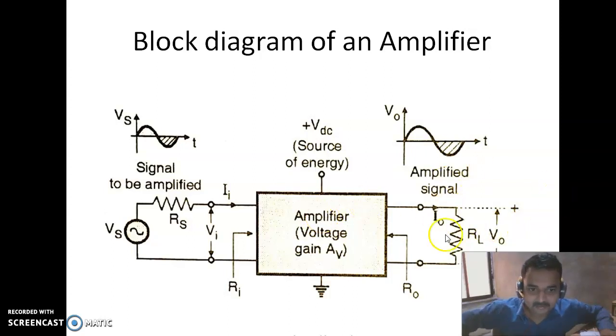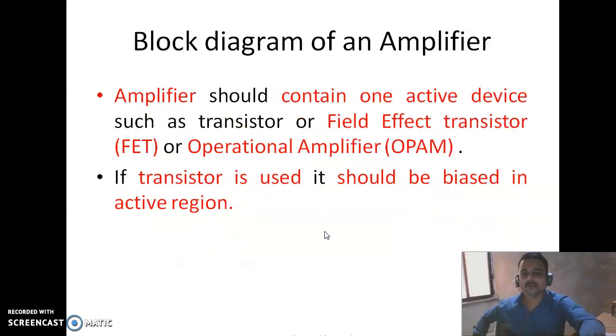And a passive component has the capability to absorb power. It may be a resistor, inductor, or capacitor. RLC are the passive components, and a transistor is an active component, which has the capability to deliver power, and is called an active device or active component. So the transistor is active, and the operational amplifier is also active, so they will be present in this block. If a transistor is used, it should be biased in the active region.